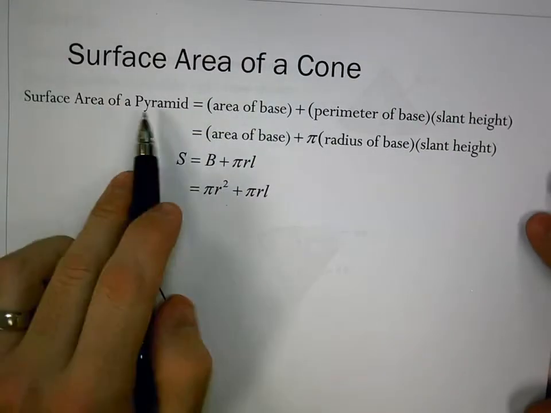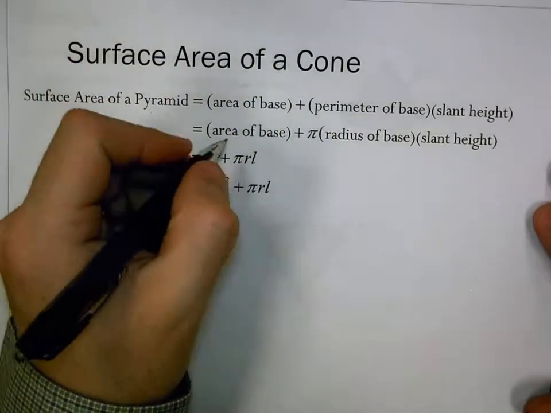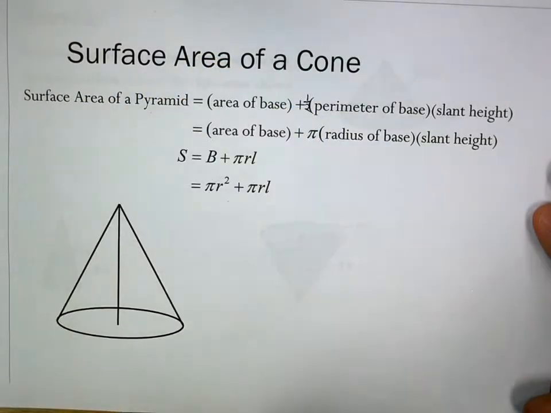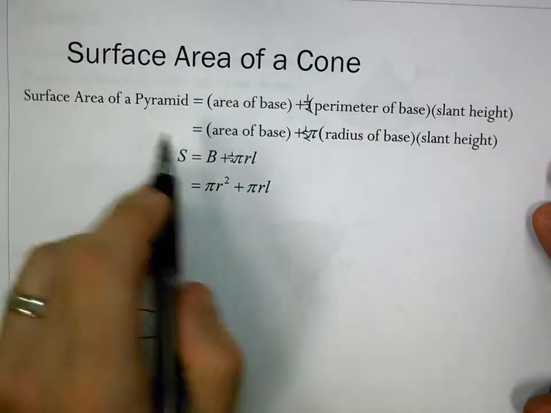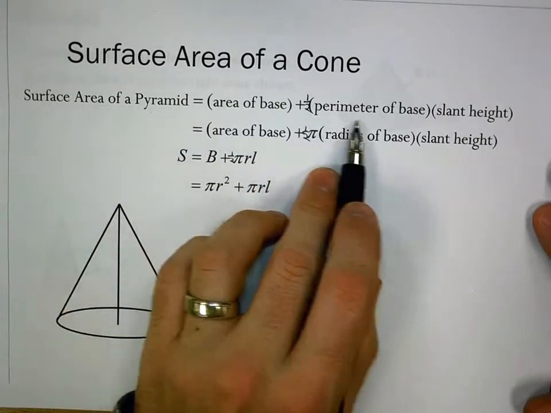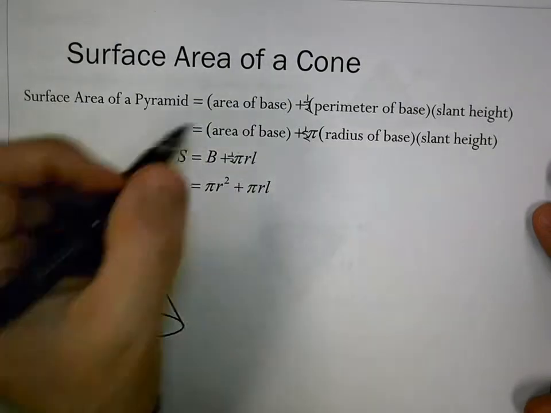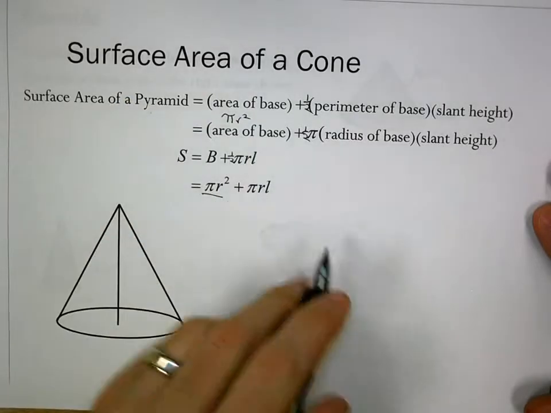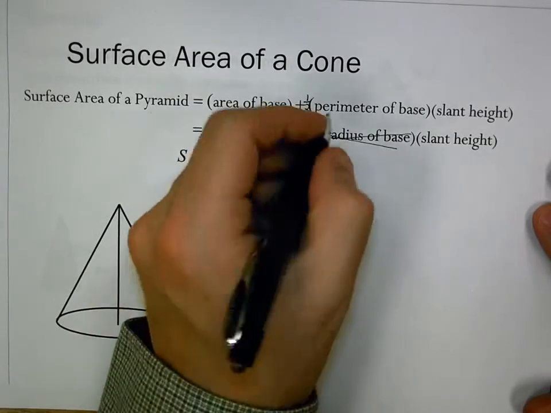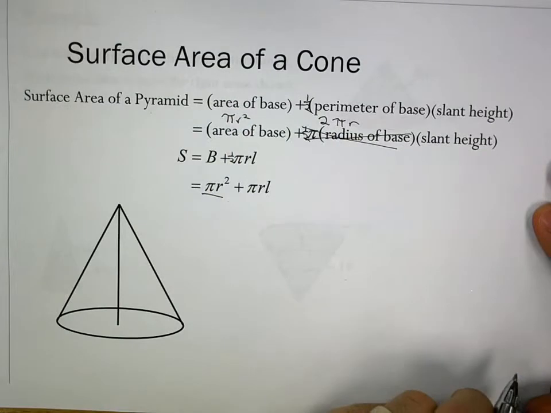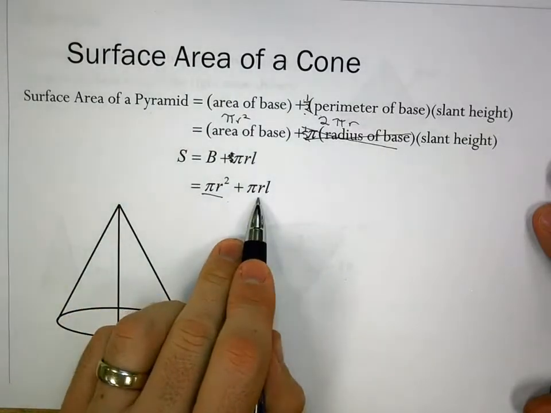Now, keeping the idea of a pyramid, we can transfer it over to look at a cone. For a pyramid, we said it was area of the base plus 1/2 the perimeter of the base times slant height. So now we're going to keep that area of the base the same because it's pi r squared. And now the perimeter of the base will instead be 2 pi r. But the 1/2 just cancels out, so we ultimately have just pi rl.